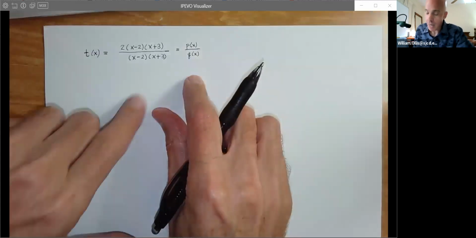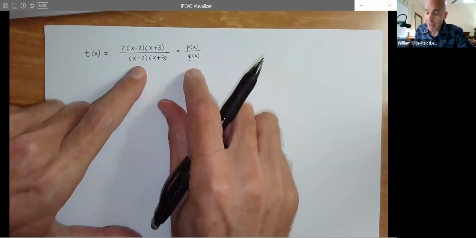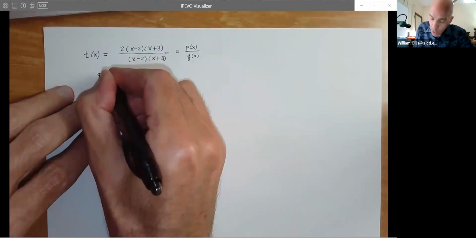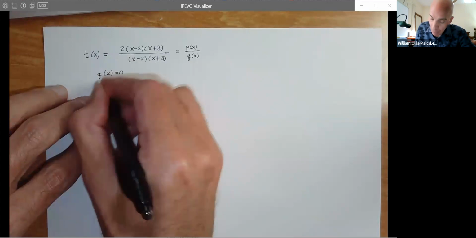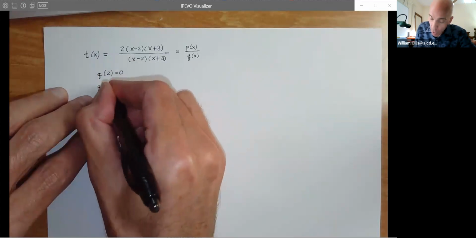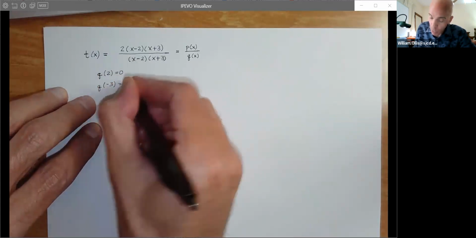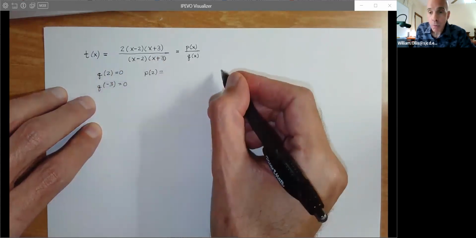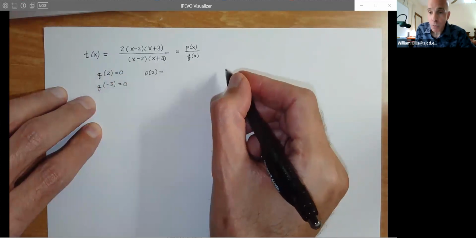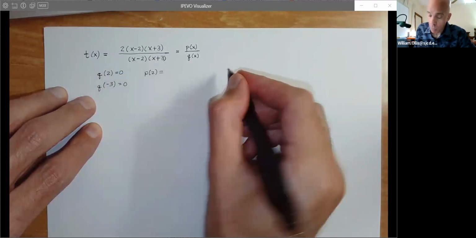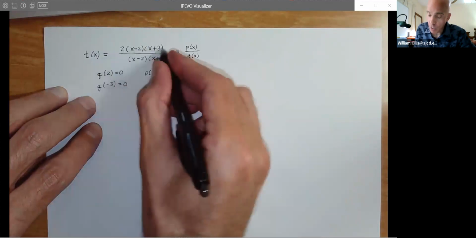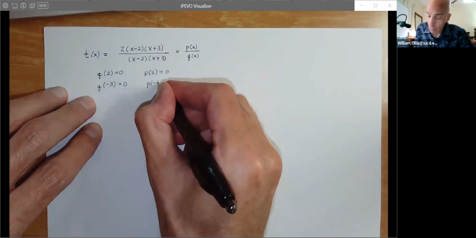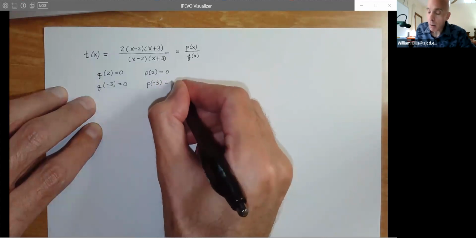Now look at this, everybody. Brian made a point here. Notice Q of 2 equals 0. And this is what Noah helped me get. Q of -3 equals 0. What is P of 2? What happens if I put 2 in the numerator? 0. Oh, okay. What's P of -3? 0 as well. Oh, okay.